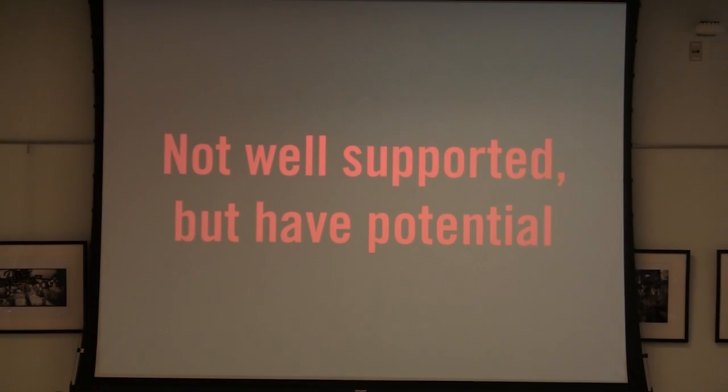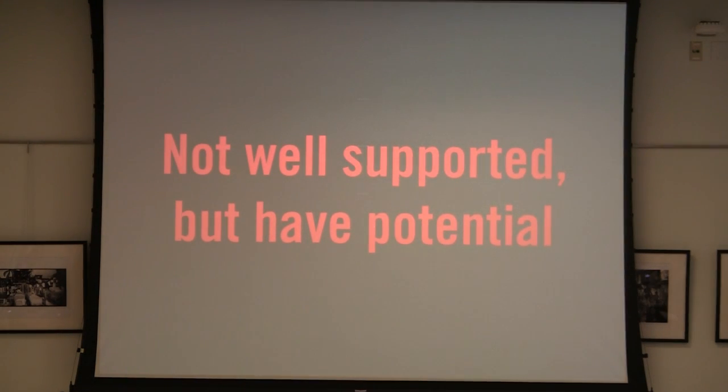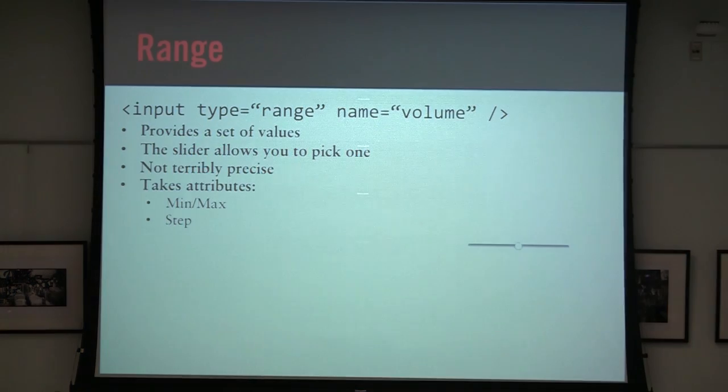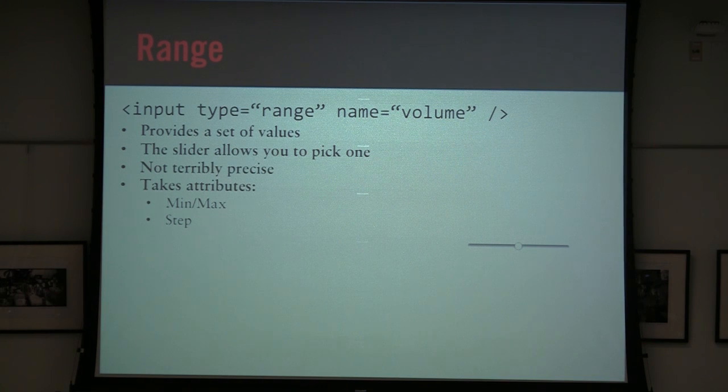So these next ones are not well supported across browsers, but they have a lot of potential because they're really cool, and I think they're going to be really useful. First one is a range. So basically it allows you to pull a slider, a sliding scale, to input your numbers. And obviously you can set the step and min and max so that it has some kind of number, but it's not that precise, right? Someone would have to know where to put stuff.